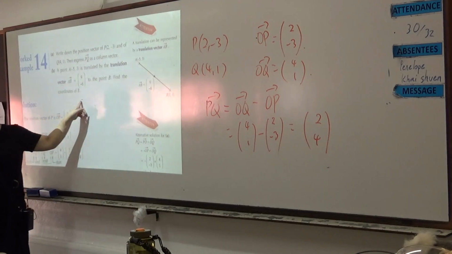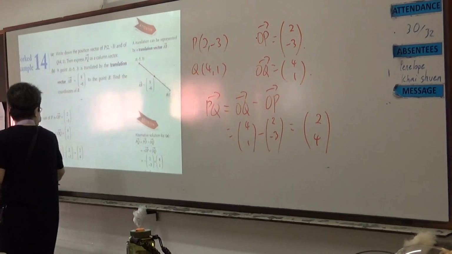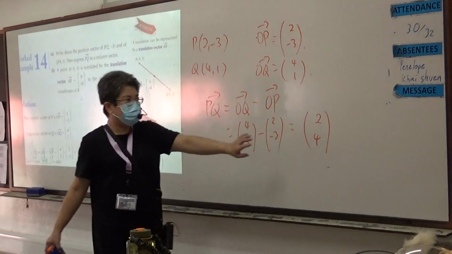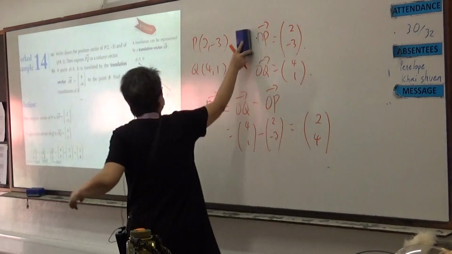Now, a point A is translated by the translation vector AB to a point B. Find the coordinates of B. What do I mean by that? This one looks a bit difficult, but actually it is not. Can I clean this off first? Alright.